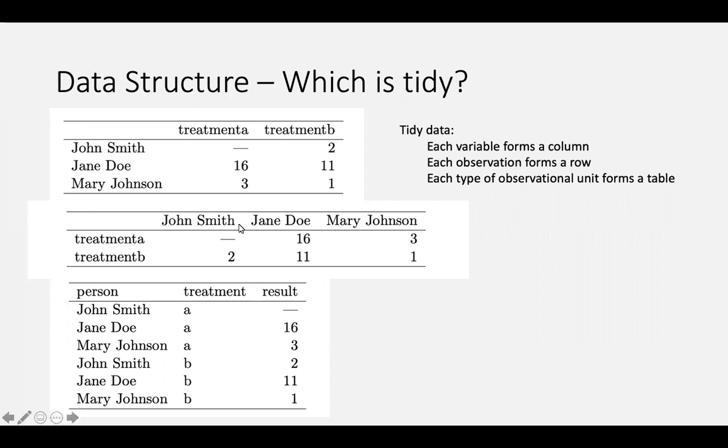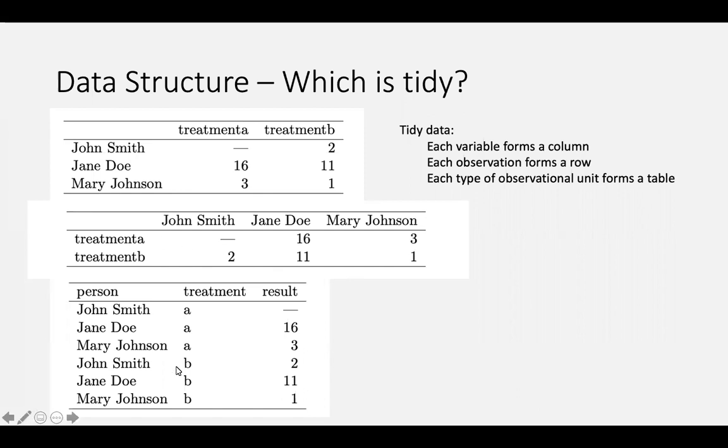Well, what about this example right here? Well, here it says each variable forms a column, and then each observation forms a row. Well, this is, again, not tidy because our observations, really the person is forming an individual column, okay? So again, the second table here in the middle would not be considered tidy.